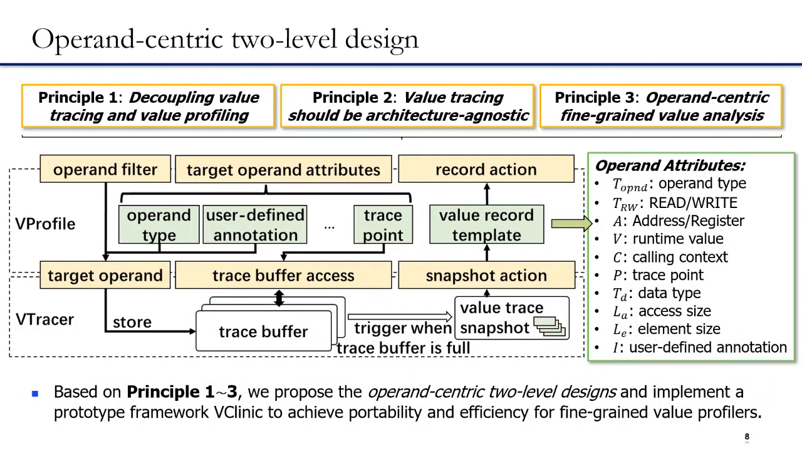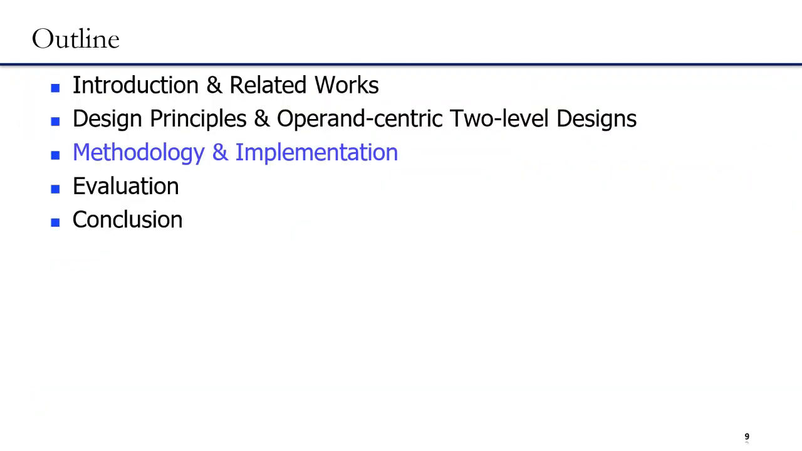Based on Principles 1, 2, 3, we propose the operand-centric two-level design, including vTracer and vProfile. vTracer has architecture-specific implementation details with a trace buffer. vProfile provides an operand-centric view for developers, which contains interfaces with operand filter, target operand attributes, and record actions to handle the collected value records. Next, I will introduce our methodology and implementations.